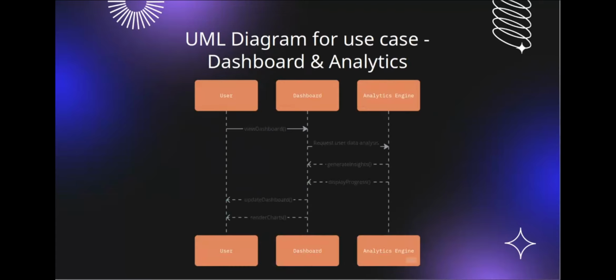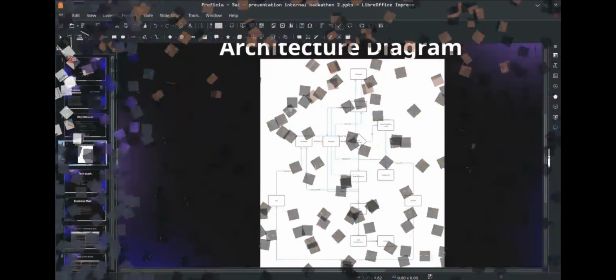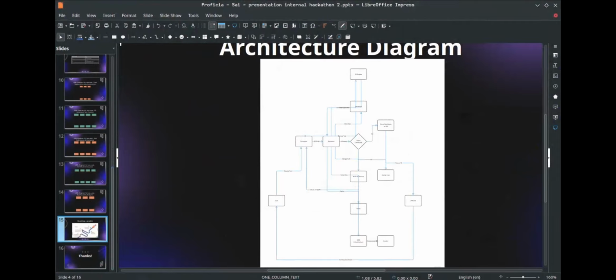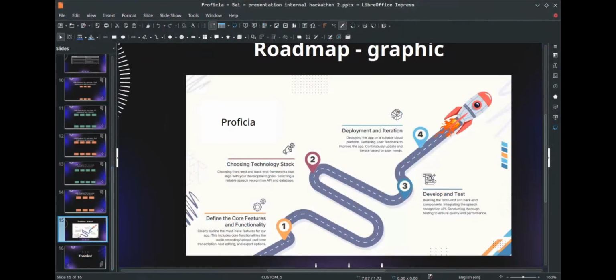So whenever a user attempts a test, the dashboard will be updated and analytics will be presented to the user. In the subscription model, if the user has purchased the subscription, he will receive detailed analytics and will be able to improve more. So I guess this is it. And this is the roadmap.